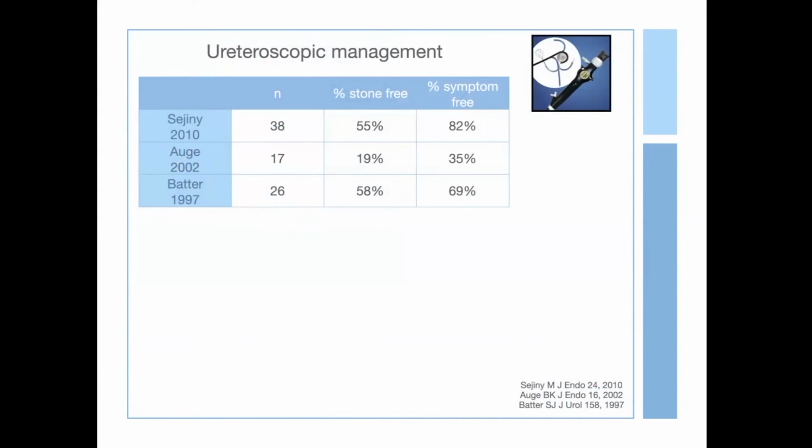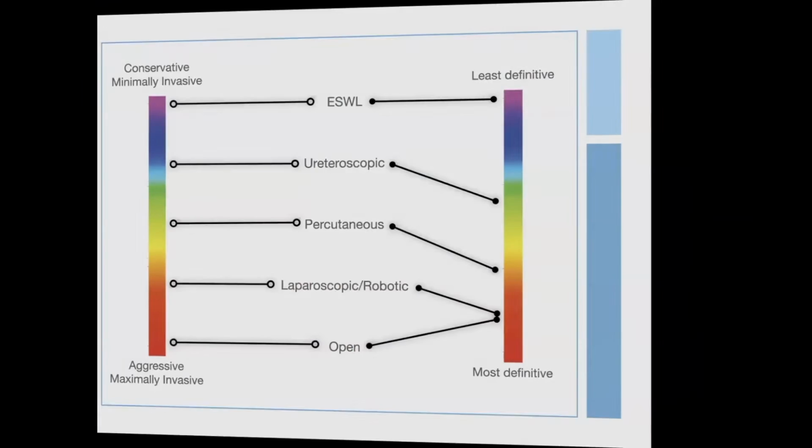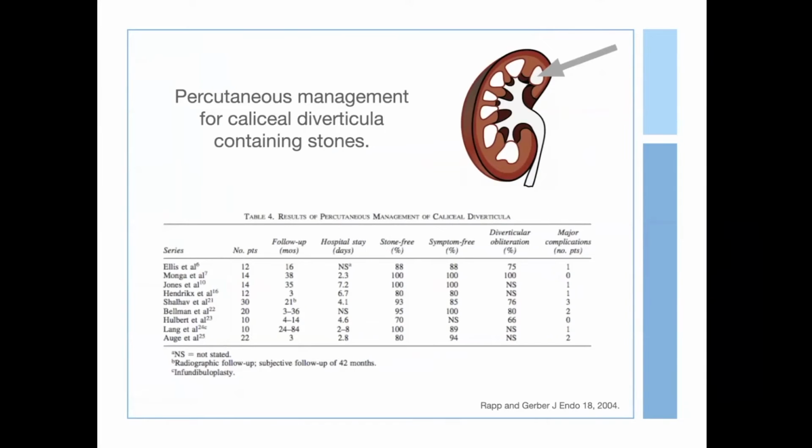So with ureteroscopic management, basically the take-home message is that this is clearly superior to shockwave lithotripsy for managing symptomatic stones. However, success rates are still relatively low. So as we work up the hierarchy, we move into percutaneous management. And this is really the gold standard for management of diverticular stones, at least prior to the era of robotics.